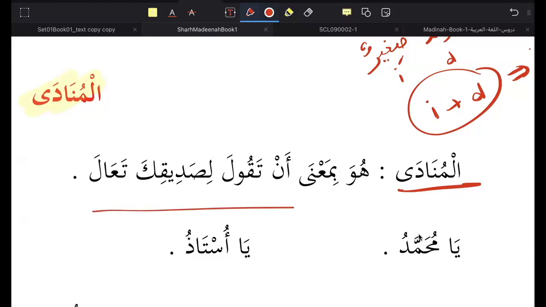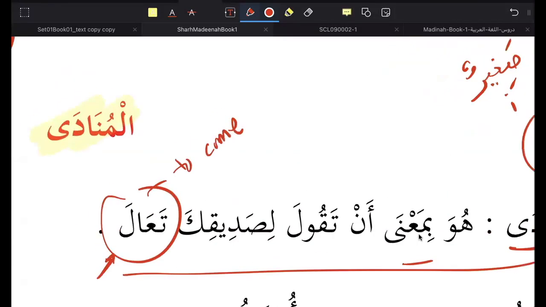Again, very loose terms. He's trying to make it very easy for the new students. He's saying the munada, it is in the meaning that you tell li sadiqika, to your friend, ta'ala. Ta'ala means to come. So if you want to call somebody, you say ta'ala, ta'ala ya walad, come, oh my son. So this is a very common word, ta'ala. So he's saying that munada means that you're calling someone like that. That's fine, that's good, but it doesn't have to be calling to come. It could be calling for attention as well. So it's just calling someone's name in a way.